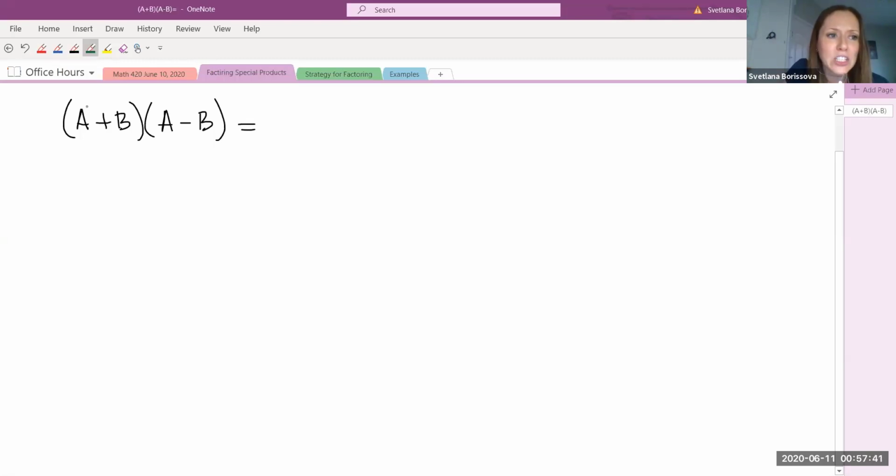One of the methods is to take the first term and multiply it by everything inside the second parenthesis. So I have to do a times a, which gives me a squared. Then I have to do a times negative b, that's minus ab. And then I repeat that. I move to the next term, so now it's b that I have to multiply by everything inside the second parenthesis. So b times a is positive, I'll write ba, and then b times negative b is minus b squared.